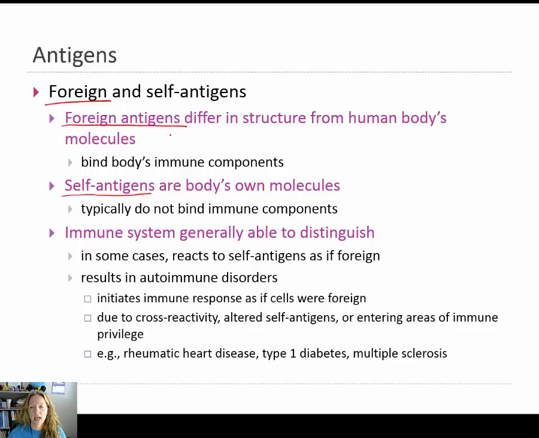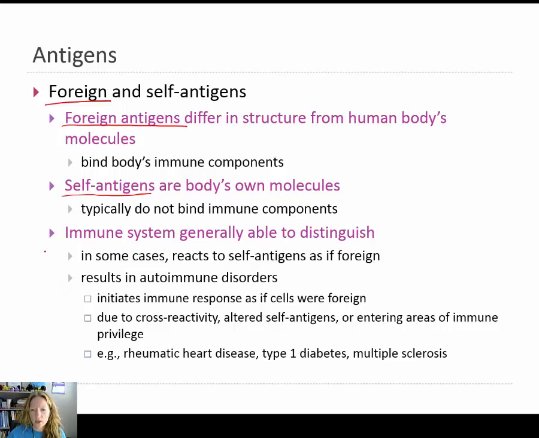Foreign antigens are the ones that I had just mentioned earlier, the capsids of the viruses, the bacterial cell wall. All of those are going to be known as foreign antigens. And those are going to be ones that typically elicit some type of immune response from our T cells and B cells.